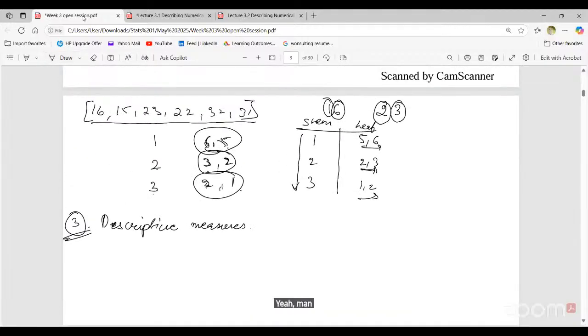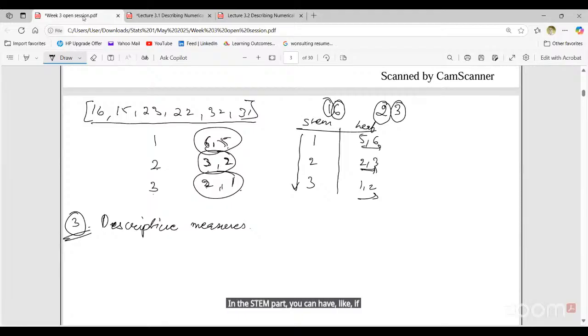In the leaf part, there will be only one term. In the stem part, you can have more digits. For example, if you have the number 126, my stem part would be 12 and my leaf part would be 6. Okay?